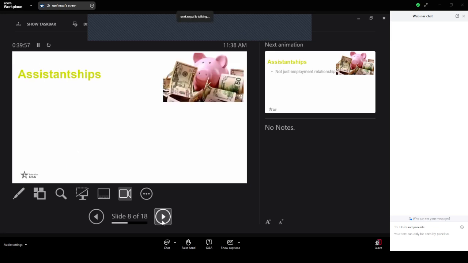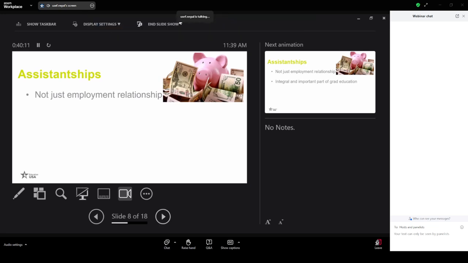Now, talking about assistantships, you will be working under the professor if you are getting an assistantship, right? But don't take this just as an employment relationship. Try to build a good rapport with your professor when you get this assistantship, okay? Get to know your professor well. Also tell your professor what your goals are, what motivates you, and things like that, right?